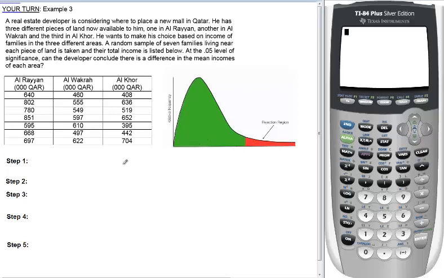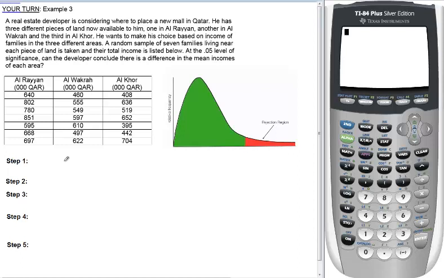Good day, students. Today we're going to look at a solution to example 3, part of your turn type of questions in your D2L ANOVA notes. ANOVA meaning, of course, analysis of variance. And this is an example of one-way analysis of variance. We're only looking at one factor.